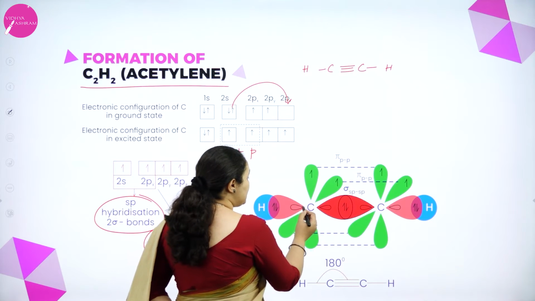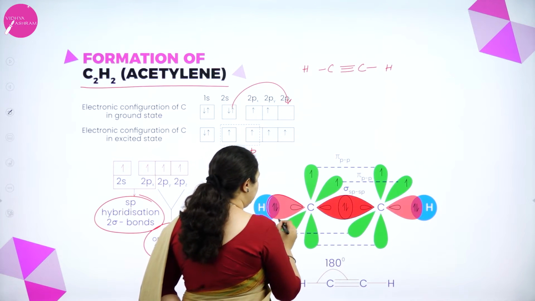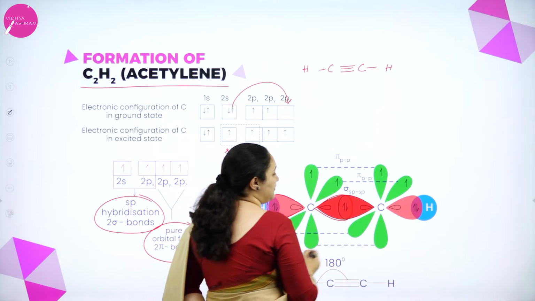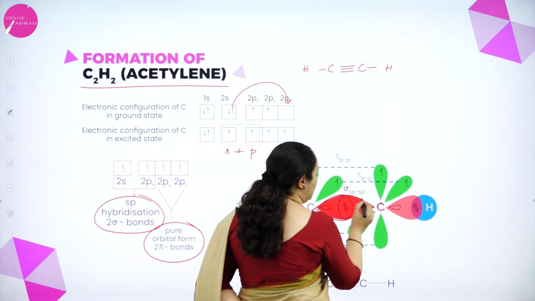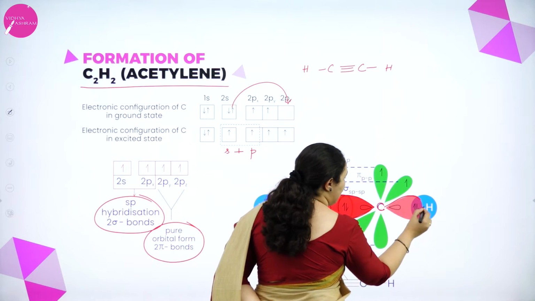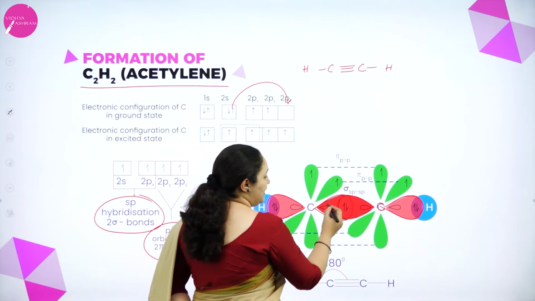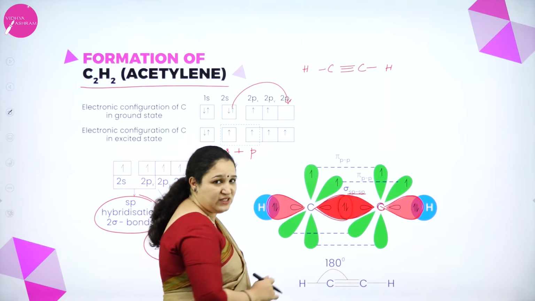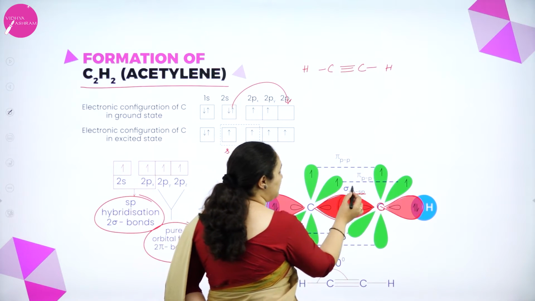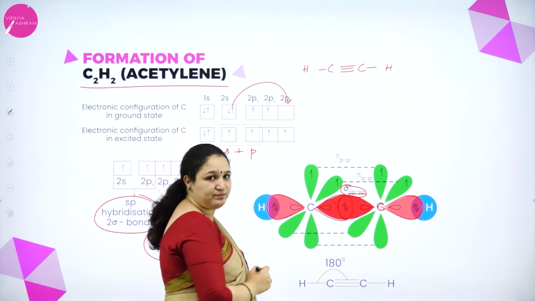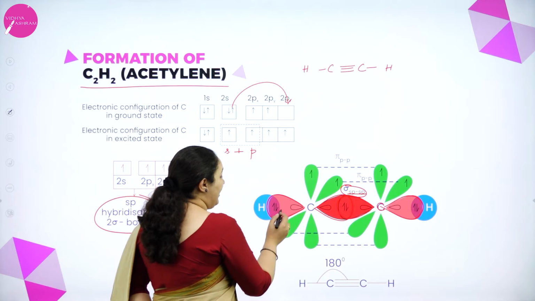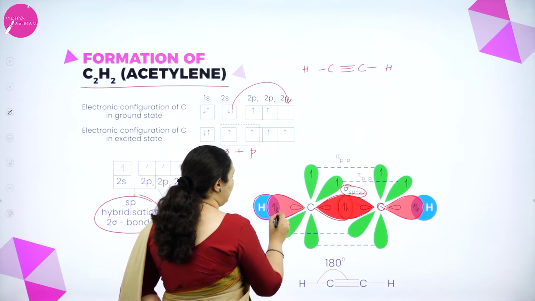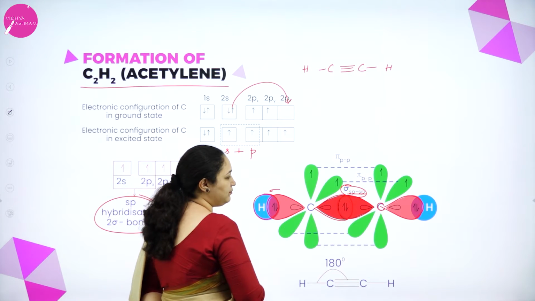Okay, so my first carbon atom has one sp hybridized orbital. This is my second sp hybridized orbital. This is my second carbon atom with one sp hybridized orbital, my second sp hybridized orbital. You can see that two sp hybridized orbitals with one electron each have overlapped with one another to form one sigma bond. Correct? Then we have one more sp hybridized orbital of this carbon remaining, which is overlapping with hydrogen to form another sigma bond.